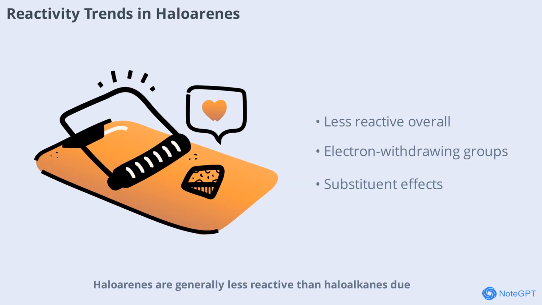Haloarenes are generally less reactive than haloalkanes due to the resonance stabilization of the aromatic ring. However, the presence of electron-withdrawing groups can increase their reactivity towards nucleophilic substitution. The position of the halogen and other substituents on the ring also play a role in determining reactivity.